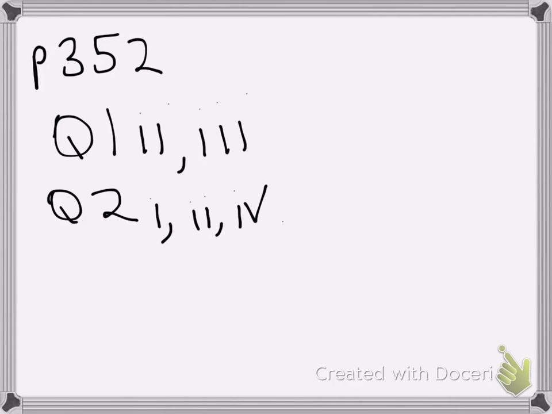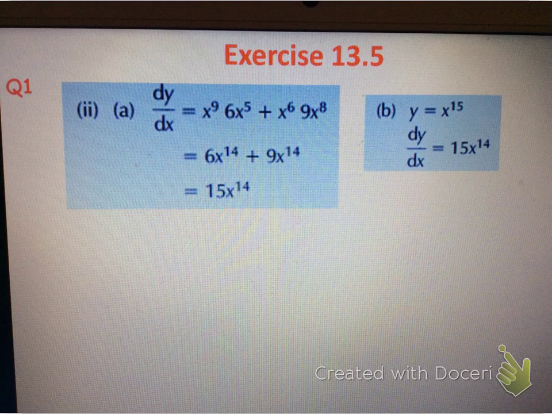Come down then to question 4, and I want you to do part 2, 3 and 5. Is there anything else that you can do there? No. Okay, so off you go, do those using the product rule or multiplying out the brackets, and then come back and look at the solutions. Okay, so these are the solutions.